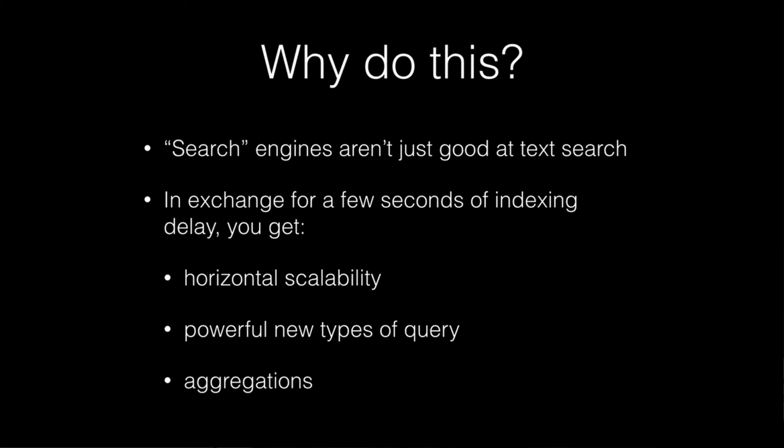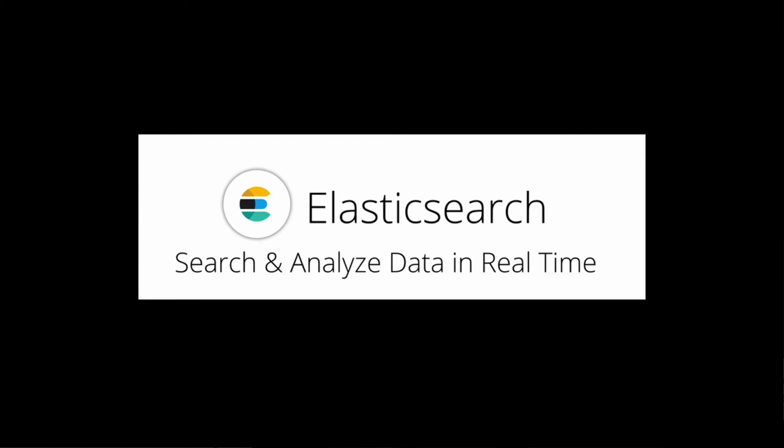So in exchange for that enormous amount of engineering effort in synchronizing the data, and then those few seconds of indexing delay, you get the ability to horizontally scale those queries. It's much easier to horizontally scale a search engine than it is to scale a database. You get some very powerful new types of query, and I'll try and touch on some of those as the talk continues. And you also get aggregations, which is a feature that Elasticsearch in particular is very good at, which gives you all sorts of ways of doing statistical analysis of your data as well.